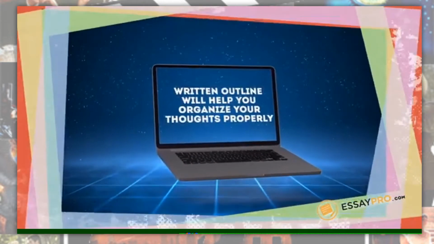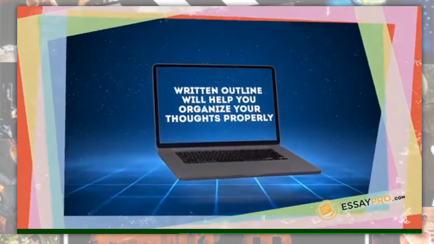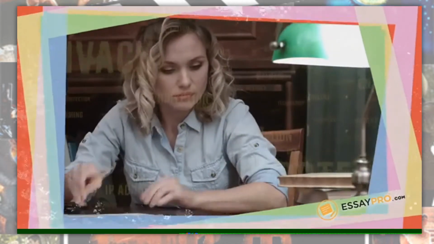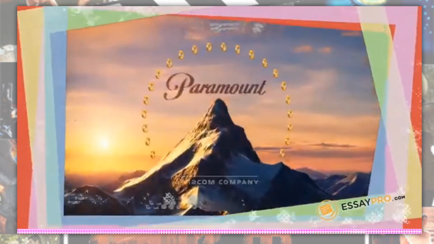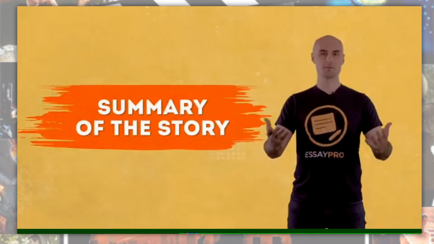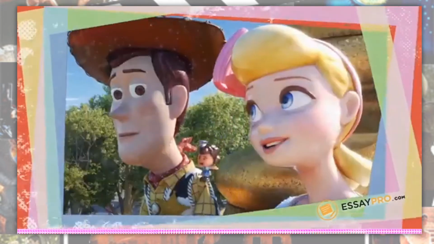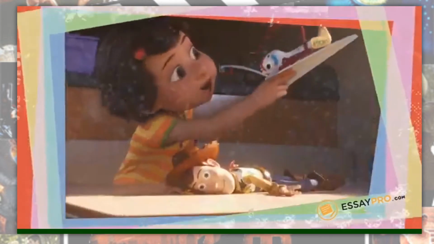A written outline will help you organize your thoughts properly, not to forget anything, and to actually end up writing it faster. Here's an example outline you may use. Introduction. In this part, you need to provide some general information about the picture. Title, release date, main actors, filmmakers, film company, and filming budget. Summary of the story. This is a short exposition of movie plot, characters, and their interaction.